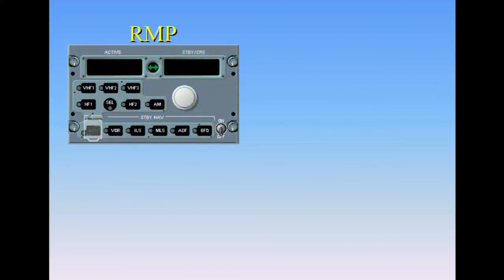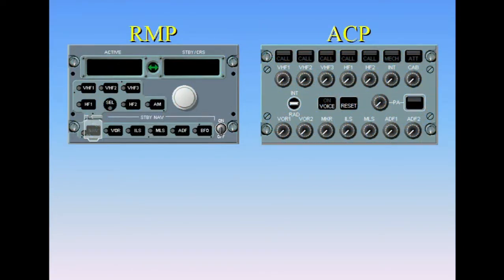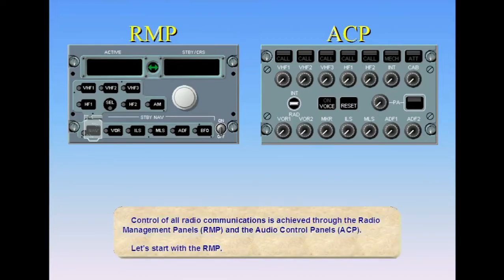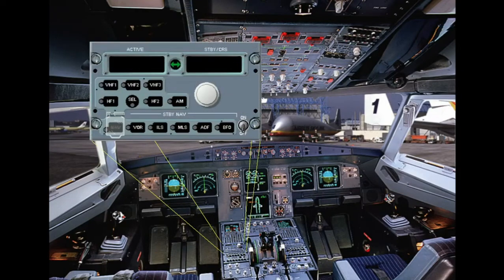Control of all radio communications is achieved through the radio management panels, RMP, and the audio control panels, ACP. Let's start with the RMP. The RMPs provide tuning of all radios. There are two RMPs located on the center pedestal and an optional third one on the overhead panel.